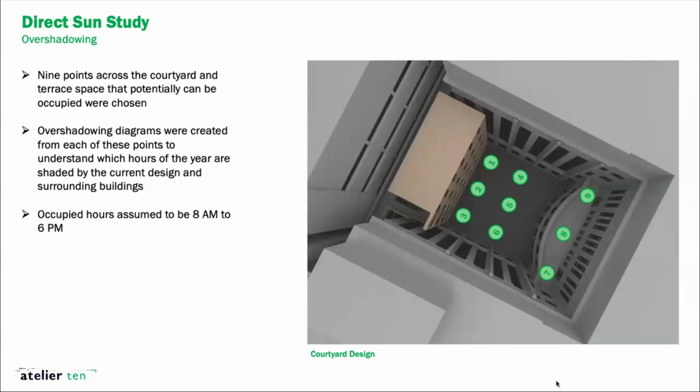To understand what times of year specifically are going to be of concern, which changes depending on where you are in the courtyard, we created overshadowing diagrams across 9 different points in the space. 6 in the actual courtyard, and then they were considering having this occupiable terrace towards the eastern portion of the space, so we added 3 points there to understand what times of year in each of these positions are going to be of concern.